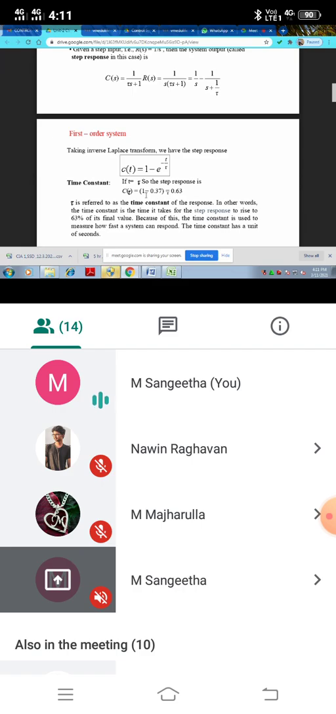So C of tau equal to, we have to solve e power minus t by tau. The value is 0.37, 1 minus 0.37. Finally, we will get 0.6.